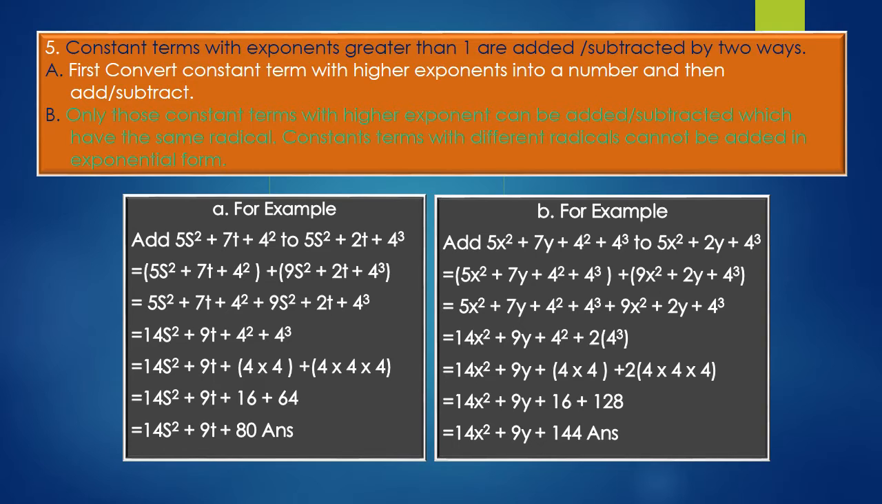After converting them into numbers, we get 16 and 128, and after adding these two, we get 144. So 14x square has been obtained by adding 5x square with 9x square, because they are like terms, and 9y has been obtained by adding 7y with 2y. This is the answer, and now we have to come to the next slide.